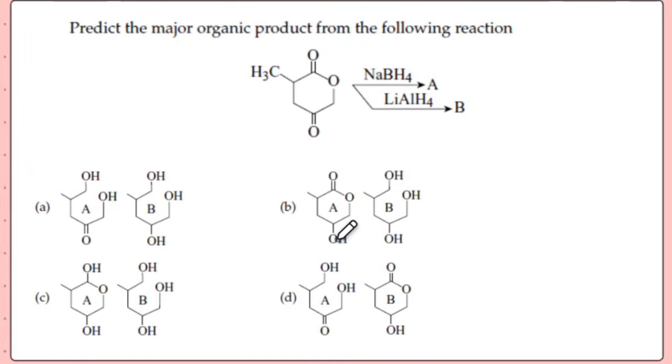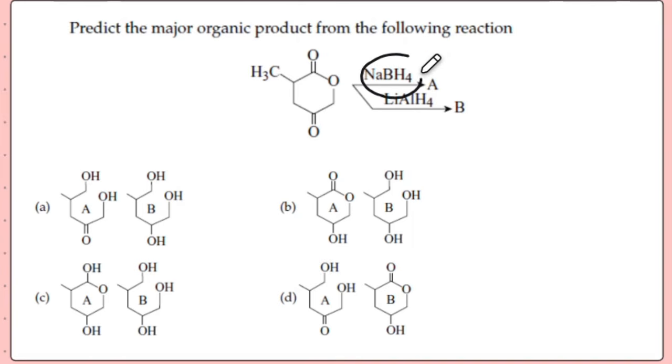Now that you have learned the reactivities of sodium borohydride and lithium aluminium hydride, let's apply the concept on some of the questions. The first question is finding out what are the products A and B when the given molecule reacts with sodium borohydride and lithium aluminium hydride.